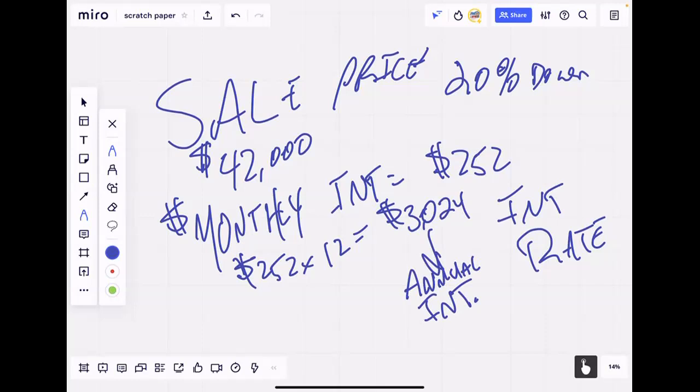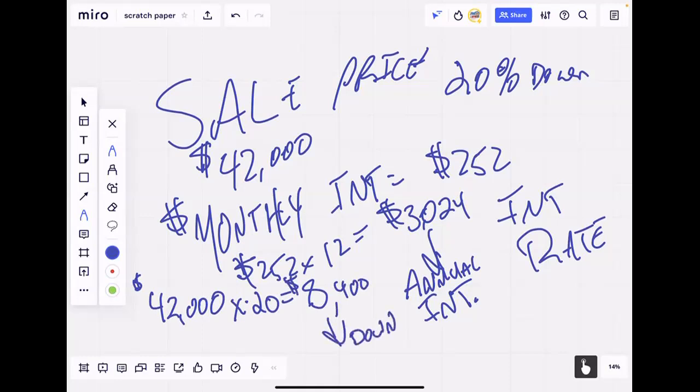Okay, then the next thing I think is to find out what the down payment actually was. So how would you do that? 42,000 times 0.20. Okay, and we'll just write that down there. 42,000 times 0.2 equals what? 8,400. And what is that? That is the down payment that they put down on the house. So we have the down payment, we have annual interest. Now what do we do?